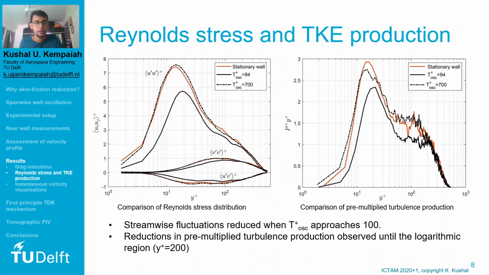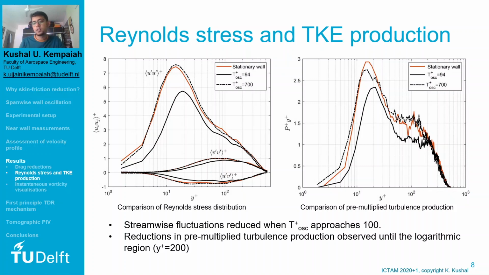Moving on to the derived quantities to help understand the flow physics better, the Reynolds stresses at the optimum T plus of 94 show a drastic reduction, especially in the streamwise fluctuations. And similarly, when looking at the pre-multiplied turbulence production on the figure on the right, you can clearly see that the reduction is observed till the edge of the logarithmic region, at a y plus of about 200.